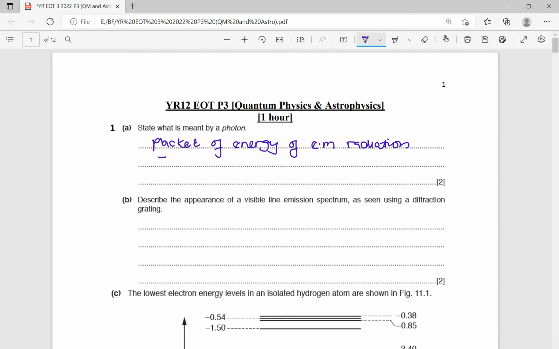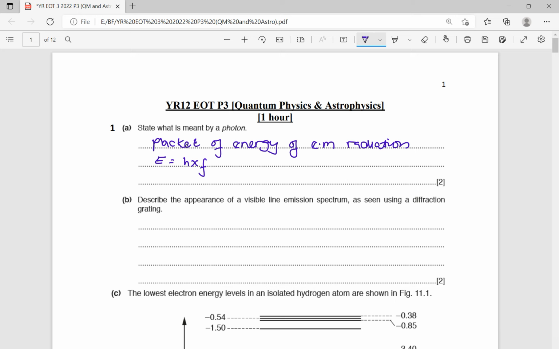Of course, we know that the energy of a photon depends on the Planck's constant h times frequency, so you lose nothing by adding that. So a photon is a packet of energy of electromagnetic radiation. Of course, I'm writing EM to mean electromagnetic radiation. So don't define a photon as a packet of energy and you stop there. It is a packet of energy of electromagnetic radiation, and the energy is given by Planck's constant h times the frequency.